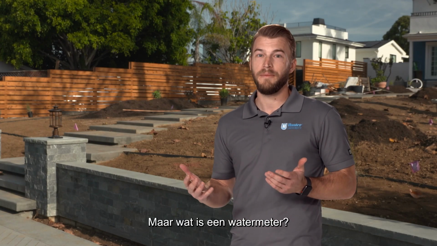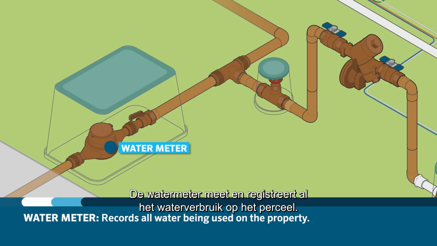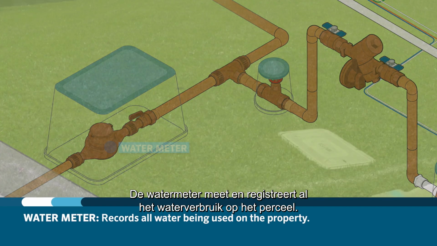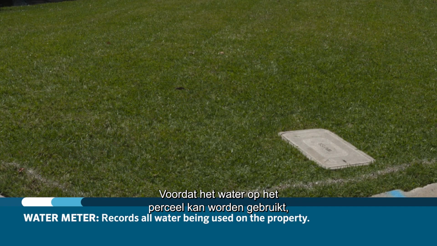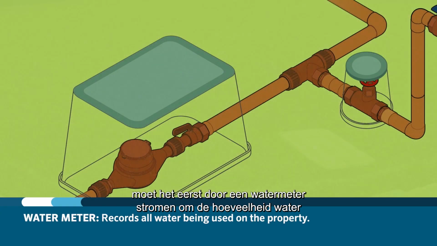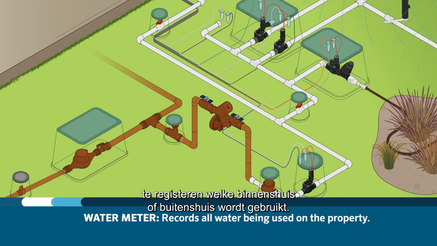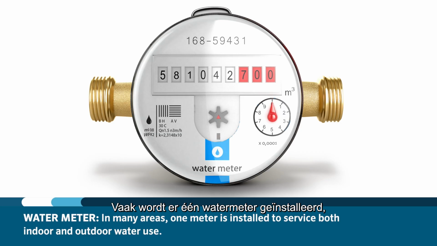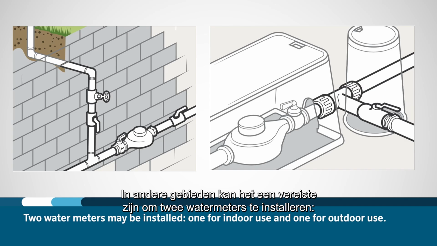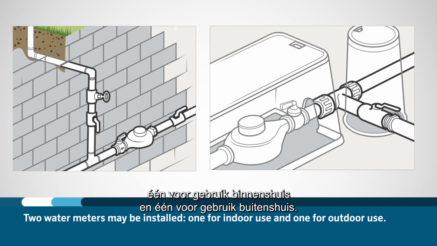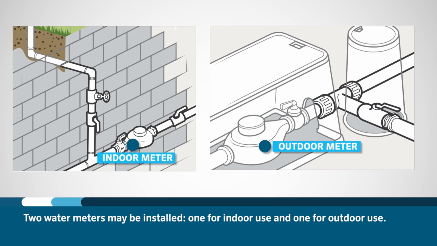So what is a water meter? The water meter reads and records all water being used on the property. Before the water can be used on the property, it must pass through a water meter to track the quantity of water used inside the building or out in the landscape. In many areas, one water meter is installed to service both indoor and outdoor water use. Other areas may require installation of 2 water meters, one for indoor use and one for outdoor use.